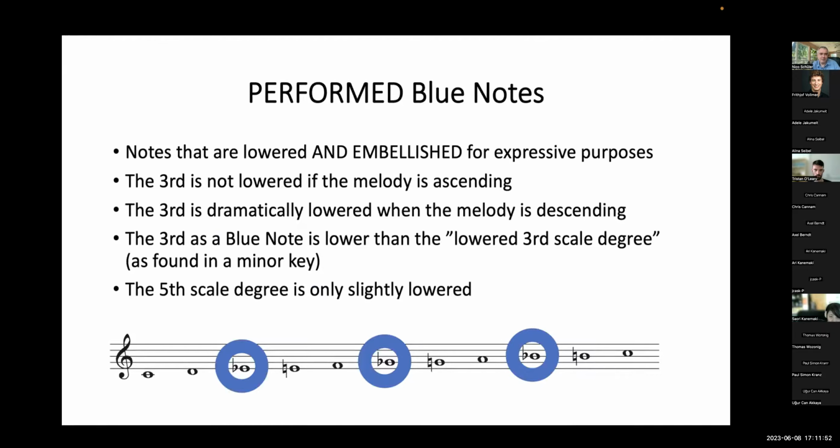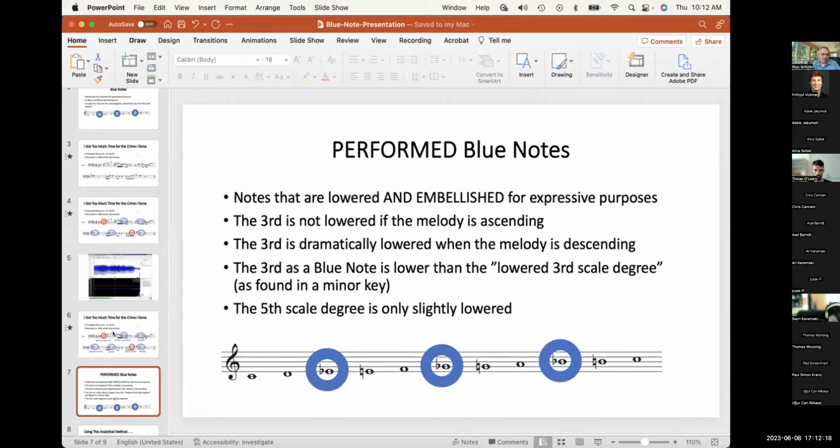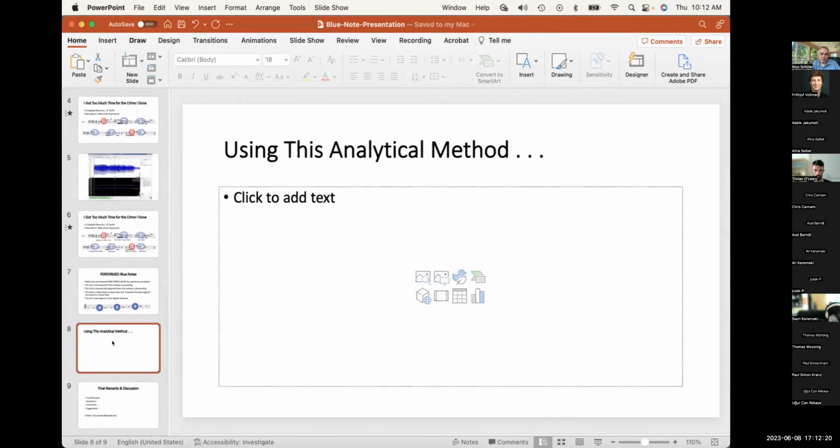This is how I summarized it here. Notes that are lowered and embellished for expressive purposes. The third is not lowered if the melody is ascending. The third is dramatically lowered when the melody is descending. The third, as a blue note, is lower than the lowered third scale degree as found in a minor key. The fifth scale degree is only slightly lowered, but I haven't really focused on the fifth scale degree here for this initial study. So I wanted to show it before I finish in a little more detail.